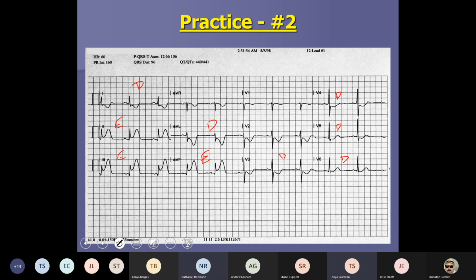Would it be the right interior? Inferior. Inferior. Yep, inferior. So I would definitively call that a right-sided MI. I'd have, with all comfortability, based off depression that I'm seeing in opposite leads, have no problem calling that a right-sided STEMI, as long as I have elevation in excess of how many millimeters? 1. Yeah, greater than 1 millimeter. Okay, good job.